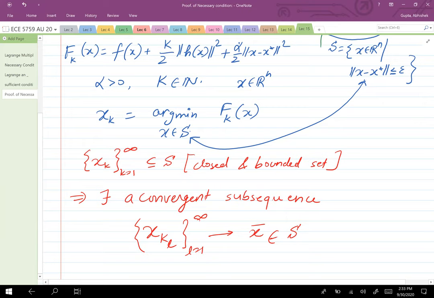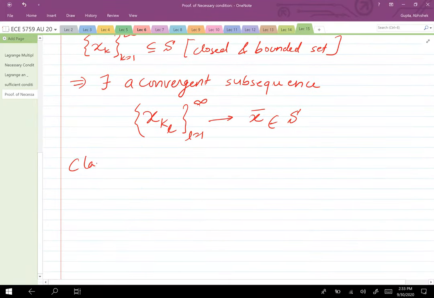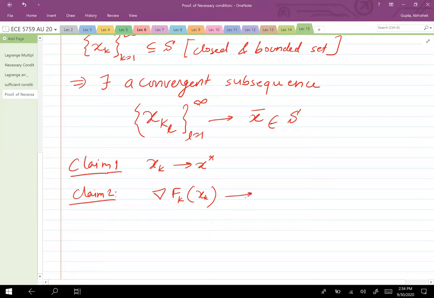So we are going to now go through some very intricate mathematical arguments, which will show that this x bar is actually equal to x star. So we are going to claim that x_k converges to x star. That's our claim number one. And then in claim number two, we will show that gradient of f_k(x_k) is equal to zero. And because we know that x_k converges to x star, we'll be able to take the limit of this and we will arrive at the first order necessary condition for optimality.